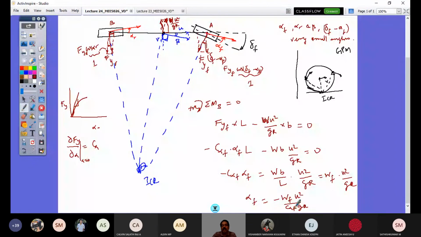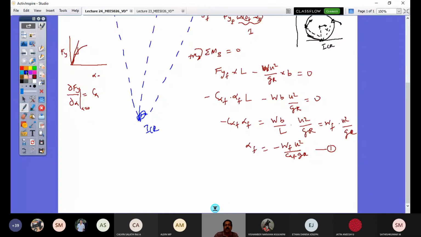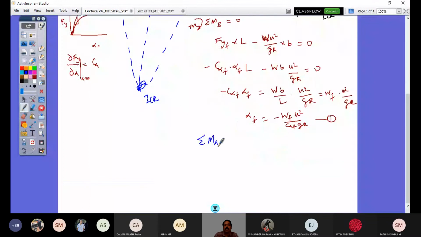And in the same way, if I continue in a similar fashion and take a moment about point A, considering clockwise positive, then I would have Fy R into L, and that is counterclockwise, so minus, and this becomes clockwise, so plus W A U squared by g R, that is going to be equal to 0.